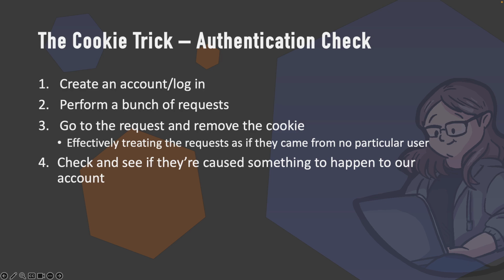Essentially, we first need to check for authentication. Does this endpoint require us to just be logged in, but not necessarily be logged into the correct user? Step 1, create an account, log into it, perform a bunch of different requests, get a bunch of API endpoints, go into each request, remove the cookie line, and this tells the web application to treat these requests as they came from no particular user. If anything happens to our account with this cookie removed, it's a vulnerability.